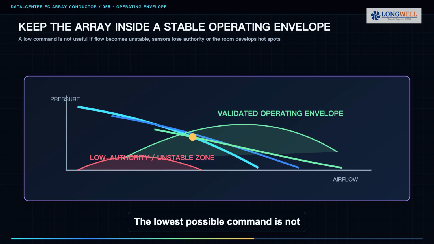The lowest possible command is not always the best command. Stay inside an envelope where airflow is stable, the sensor retains authority, and every rack inlet remains acceptable. Use the selected speed curves, not a generic minimum percentage.